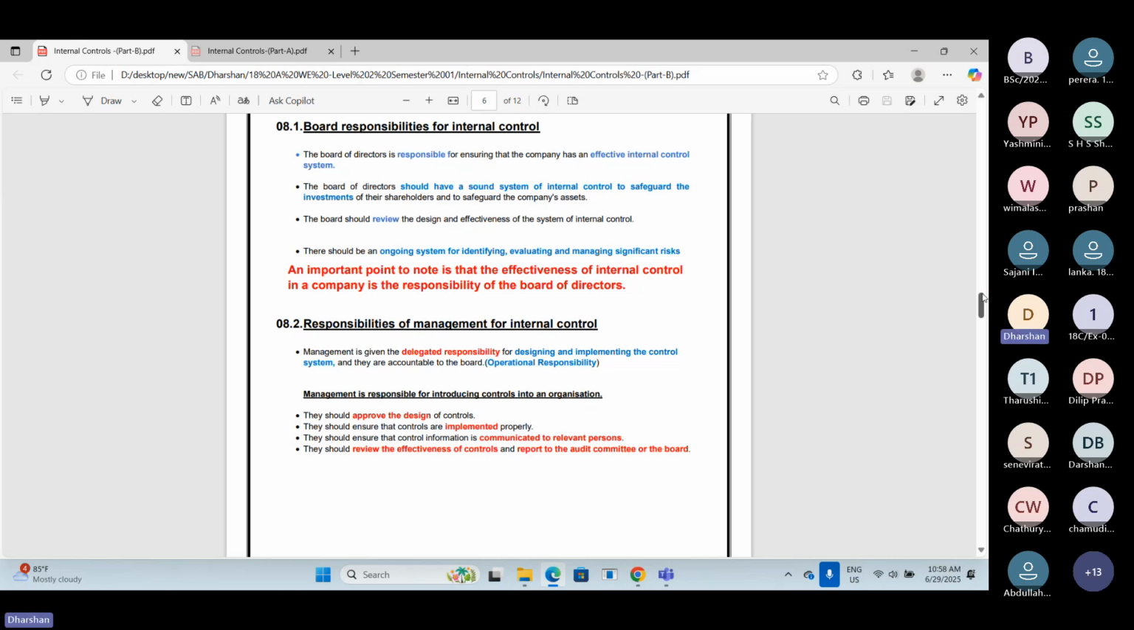In order to implement those actions, what should they do? First of all, they should design. Internal controls must be designed. So management should design the internal control and implement the internal control. So management is given the delegated responsibility for designing and implementing the control system. The board of directors says we want strong internal control. For that, we have to design and implement. That idea they will give. So management will design the internal control and implement the internal control. That's why we are saying delegated responsibility.